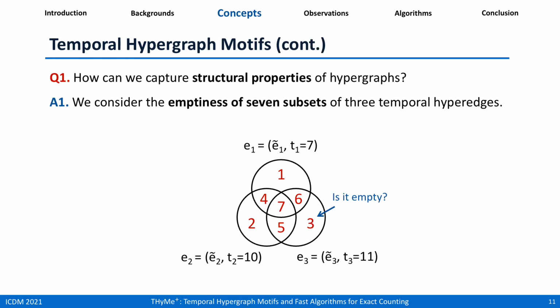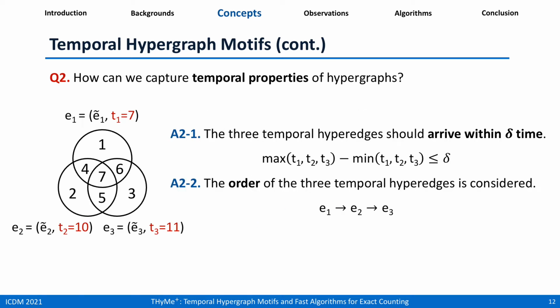First, how can you capture structural properties of hypergraphs? Motivated by the interesting observations using static H-motifs in static hypergraphs, we consider the emptiness of 7 subsets among the 3 hyperedges. Then, how can we capture temporal properties of the hypergraph? We consider 2 aspects. First, the 3 temporal hyperedges should arrive within the predefined time interval delta. Second, the order of the 3 temporal hyperedges are taken into account, so structurally equivalent TH-motifs can be distinguished by at most 6 different patterns.